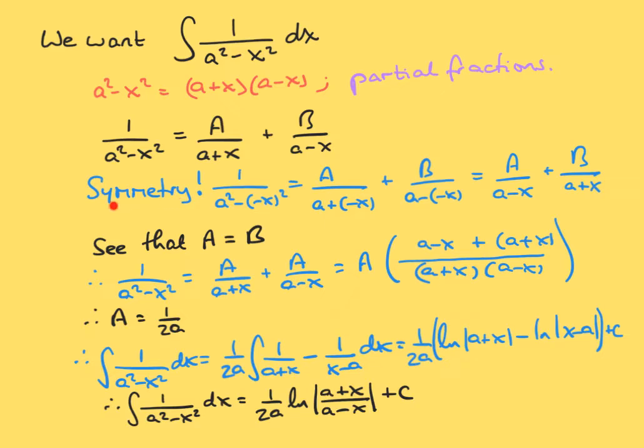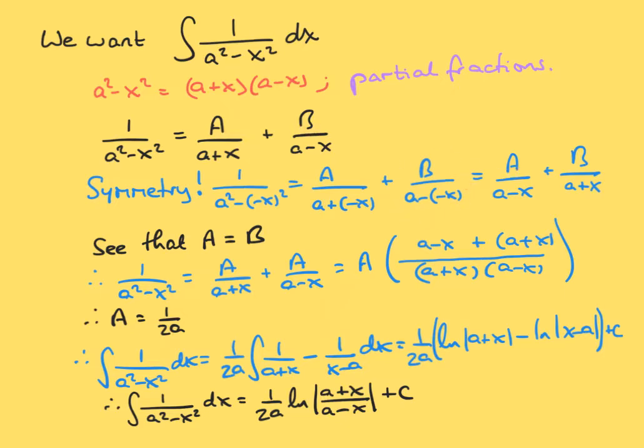to do this is to use symmetry. And if you think about it, 1 over a squared minus x squared is unchanged by replacing x by minus x. So 1 over a squared minus (minus x) all squared is the same thing as 1 over a squared minus x squared. So here I just replace x by minus x, and if I do that, what I obtain is here this becomes A over a minus x, so it looks just like that, but with B replaced by A.